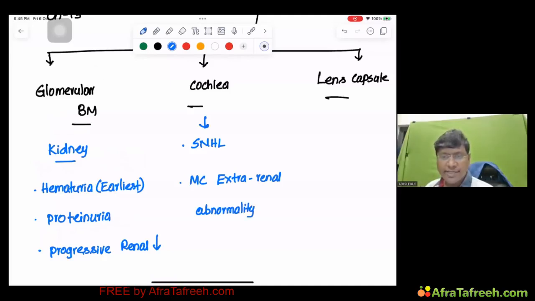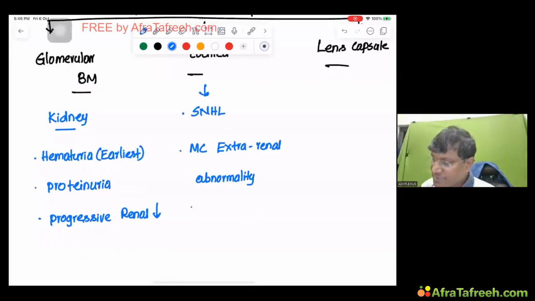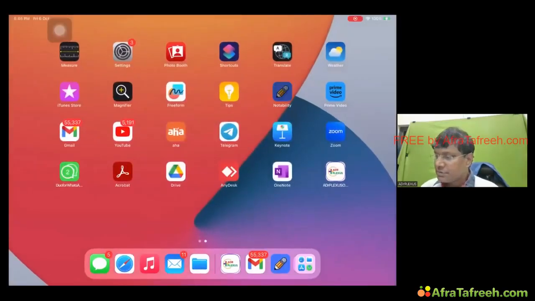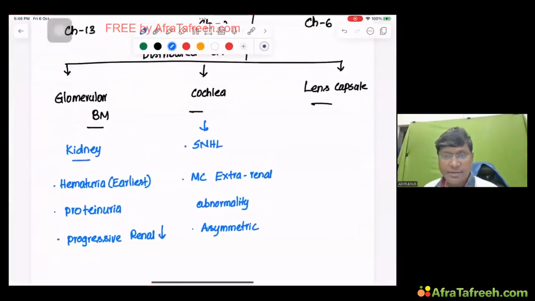Right? Most common extrarenal abnormality. And the sensory neural hearing loss that you will have is asymmetric. It is asymmetric sensory neural hearing loss. And this is the most common extrarenal abnormality.